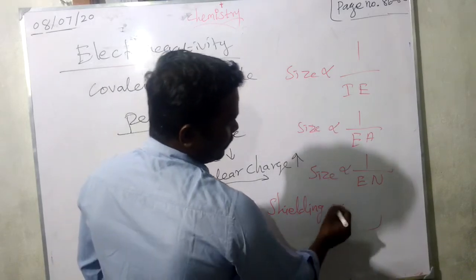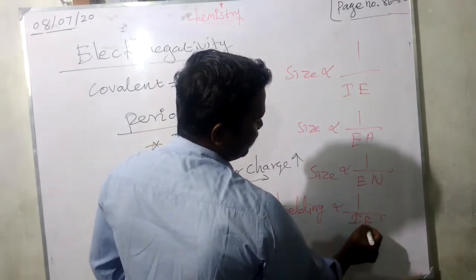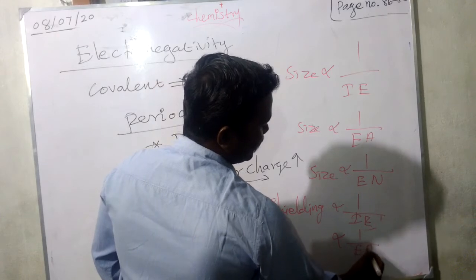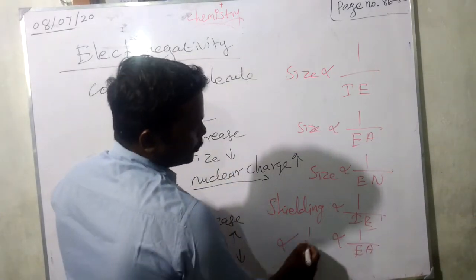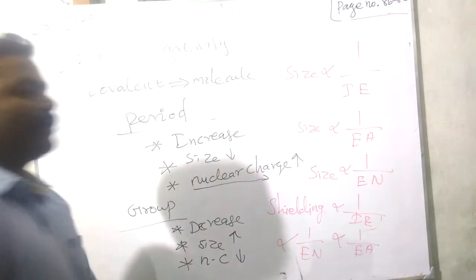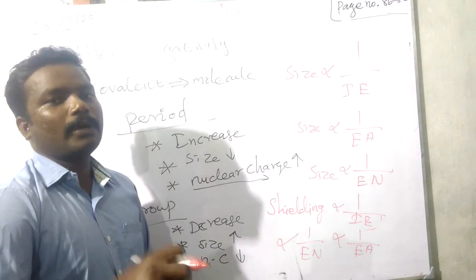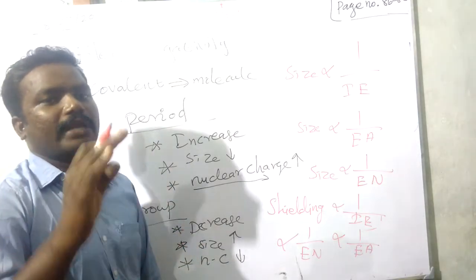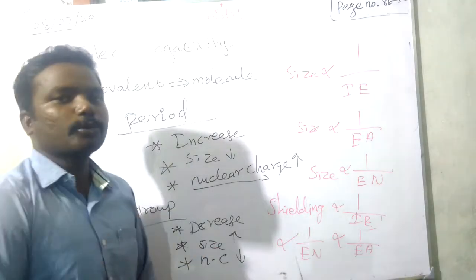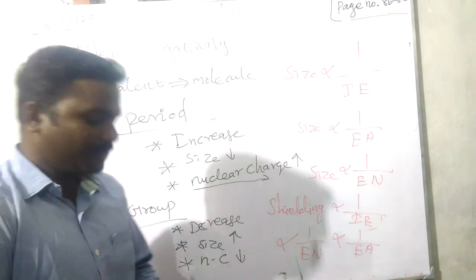Shielding effect is inversely proportional to ionization energy. Same, inversely proportional to electron affinity. Inversely proportional to electronegativity. If you remember these formulas, you can easily tell the concept of how electronegativity, ionization energy and electron affinity vary period wise and group wise. Then second thing, you have to remember the exceptions.